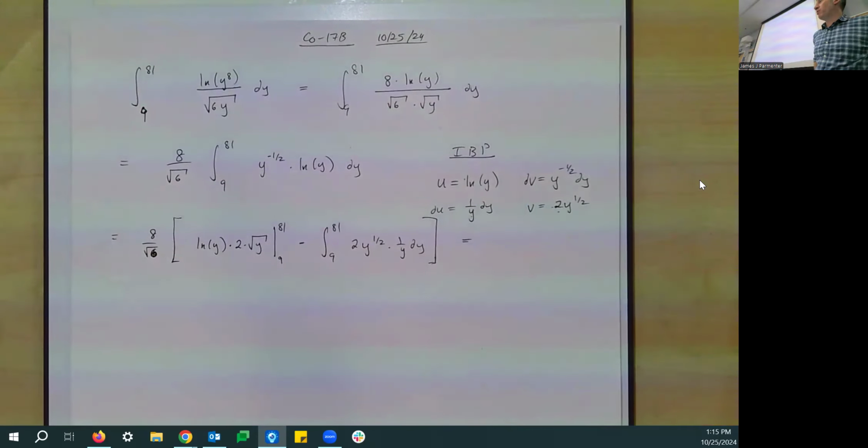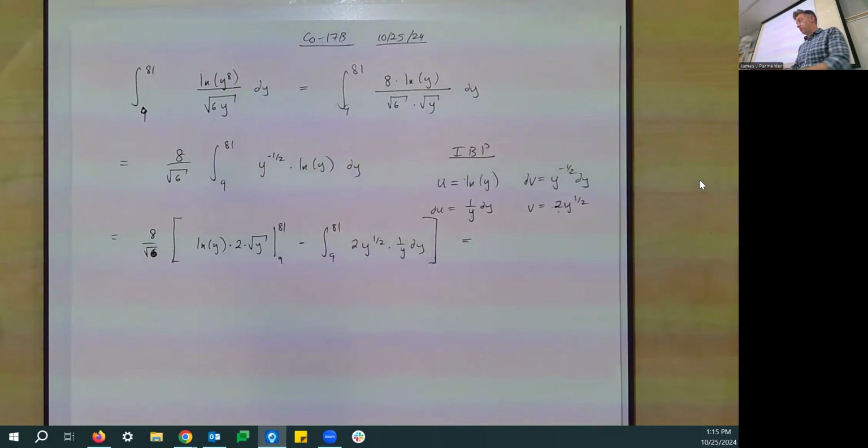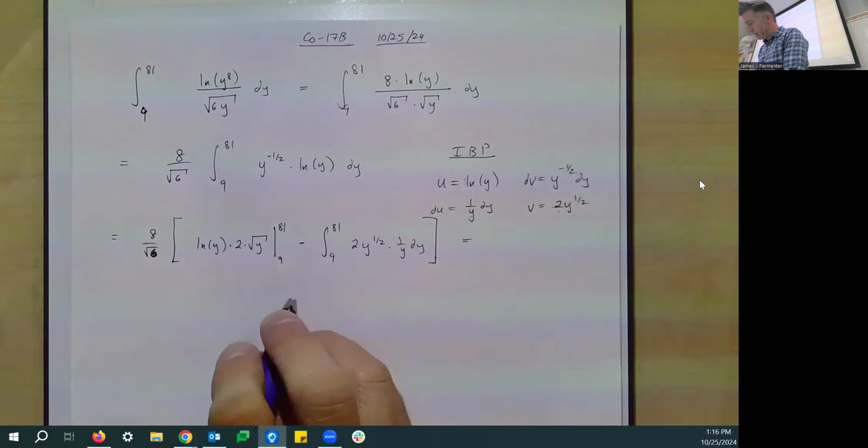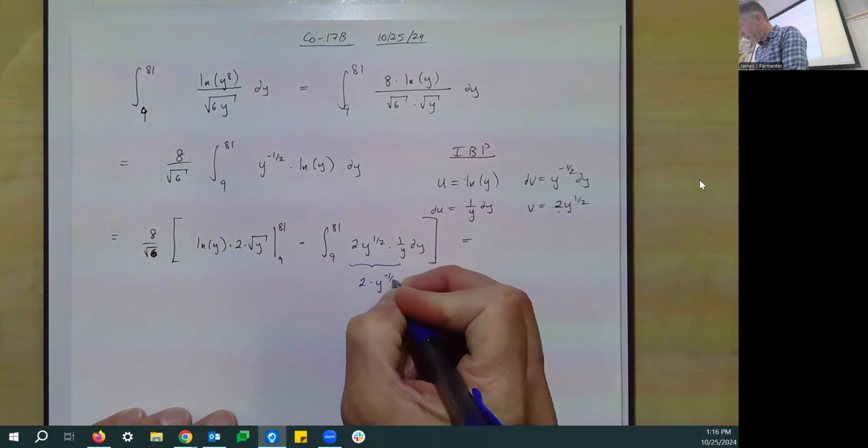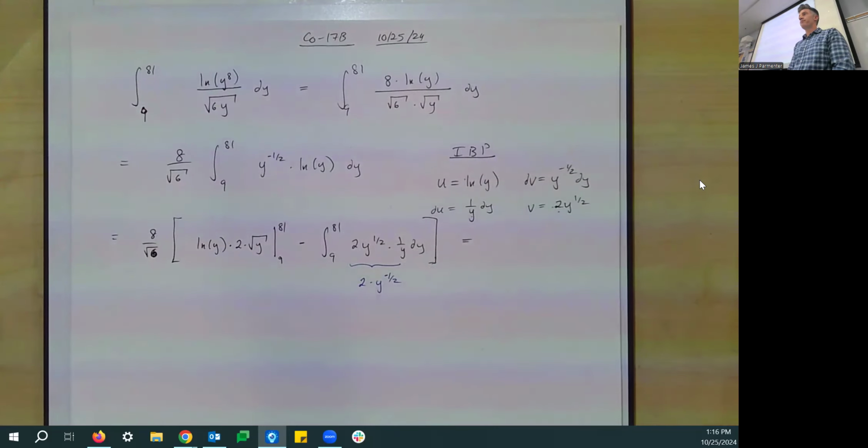So when you're doing integration by parts, the whole point here is that that next integral gets simpler. But that doesn't mean you can just do it without doing something to it. Often it means you have to simplify it. So this 2y to the 1/2 times 1 over y, we should simplify that as 2 times y to the negative 1/2. And then we're going to integrate it.